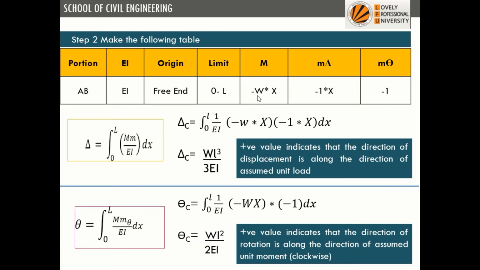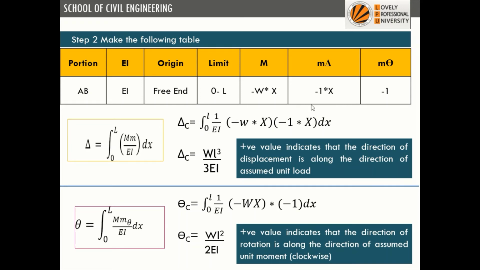Bending moment equation, capital M for the real system, will be -W into X, and for the virtual system, in case of deflection, for delta it will be -1 into X. For moment it will be -1, right? So we'll put everything in. Integration 0 to L, 1 upon EI.